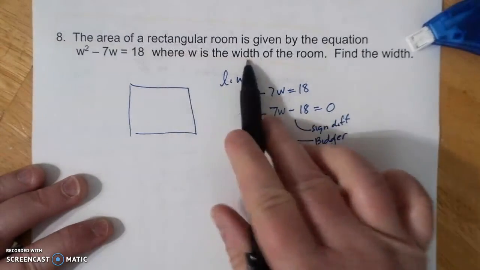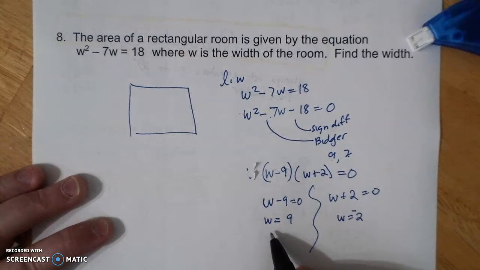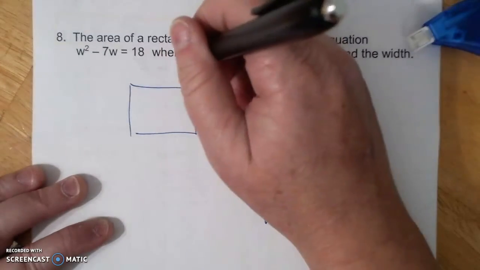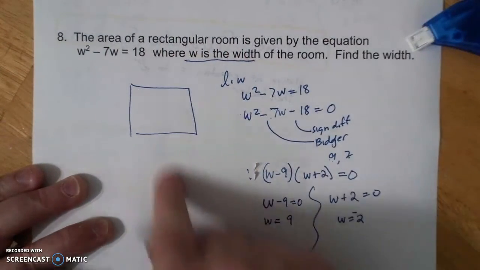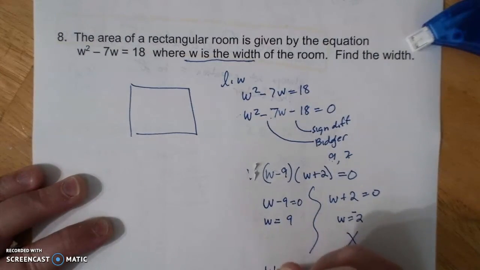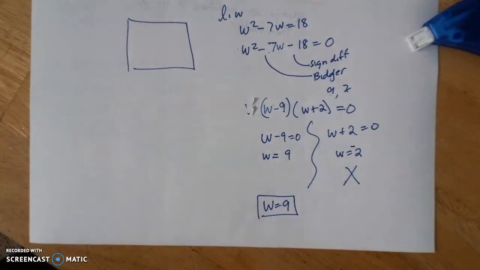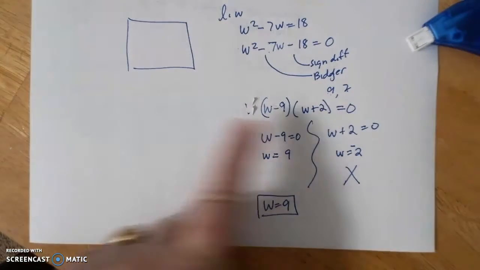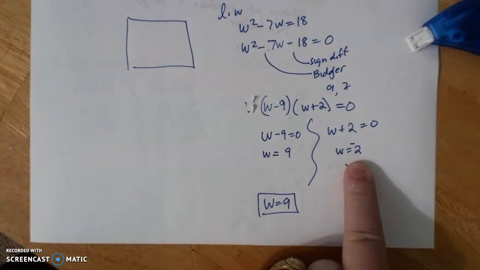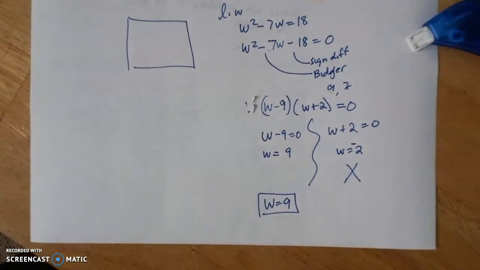Okay, where w is the width of the room. So my width could be a 9, because w is width, yes? So, can I have the width of 9? Absolutely. Can I have a width of negative 2? No. So your answer is w equals 9, because you don't have negative widths. So make sure that even though you go through the entire problem, when you get this as a solution in application problems, that is not a valid solution because you cannot have a negative length.